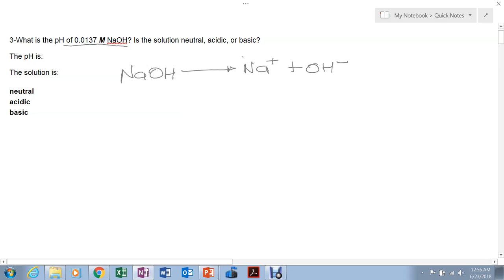So if you got a solution of 0.0137 molar, here you're going to have 0.0137 of hydroxide. The pH is the minus log of the concentration of hydronium.